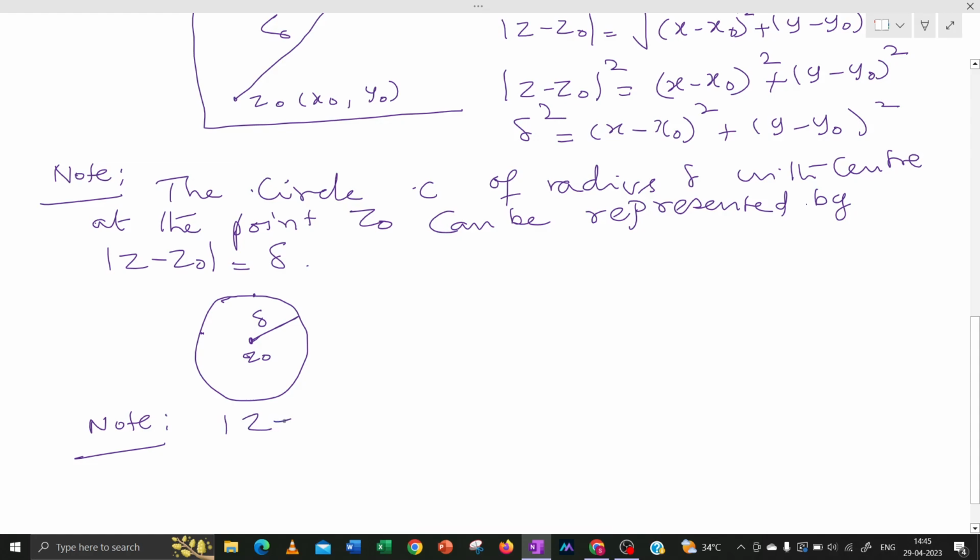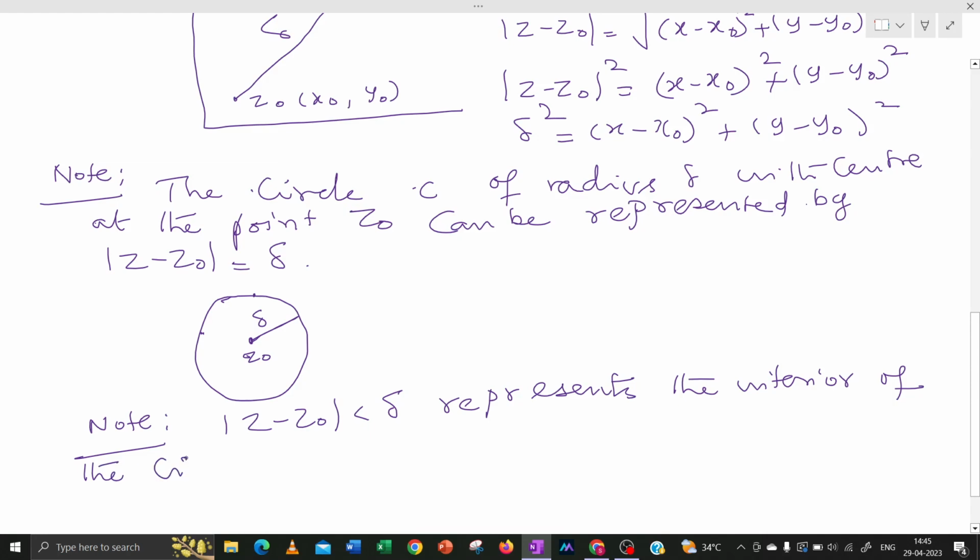In case mod z minus z naught less than delta, it represents the interior of the circle excluding its circumference. Is it clear? Excluding its circumference.